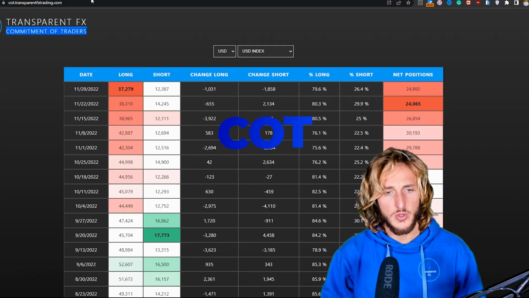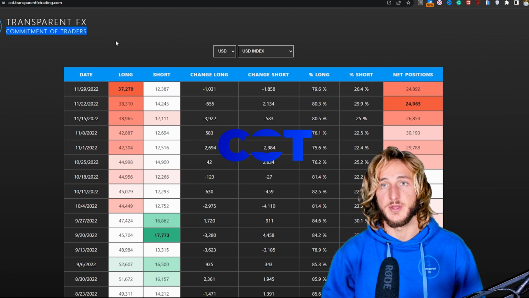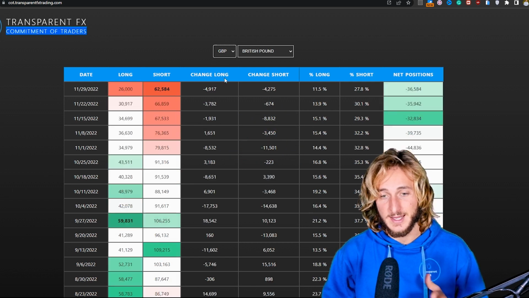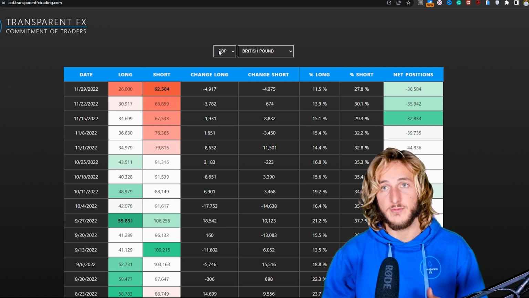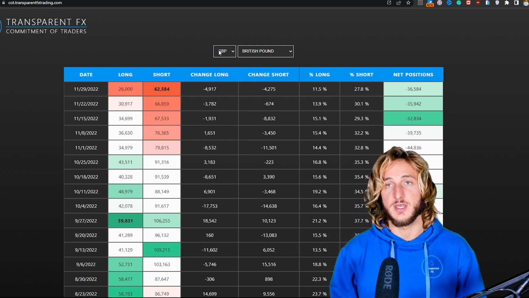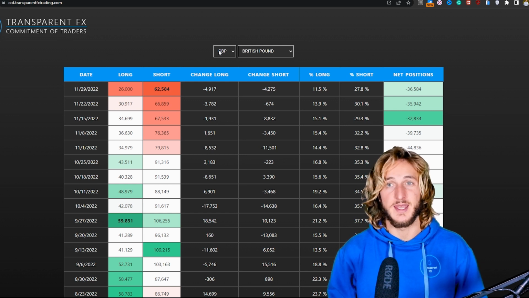Now, if we go and see what we have when it comes to the commitment of traders and we check the data specifically for the pound, and keep in mind that if you're checking the data for the GBP, you are actually checking GBP USD because all currencies on the spot are traded against the USD.